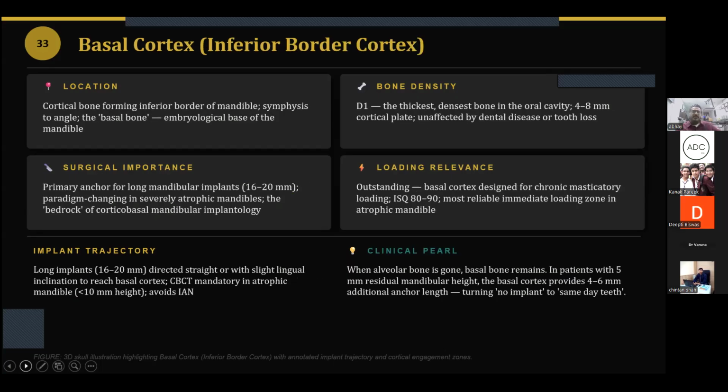Basal cortical, again, I've told you, to reach that basal cortical, you have to bypass the inferior alveolar nerve. Because in order to reach the inferior border, the lower border of the mandible, there is going to be a neurovascular bundle that is going to hamper your pathway. So you need a CBCT, you need to locate where that IAN bundle is, and you bypass that area and you reach the basal cortical.